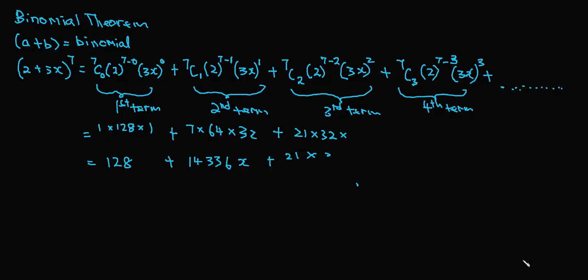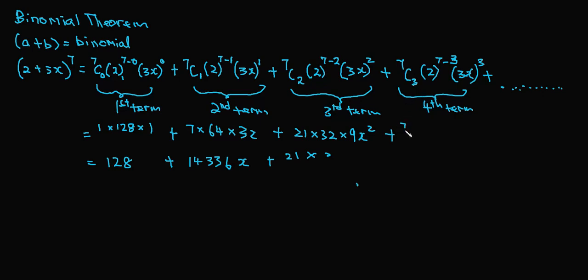Okay, so we're going to continue from where we left off. Here, 3x to the power of 2 is actually 3 to the power of 2, which is 9, times x squared. Okay, plus 7C3.